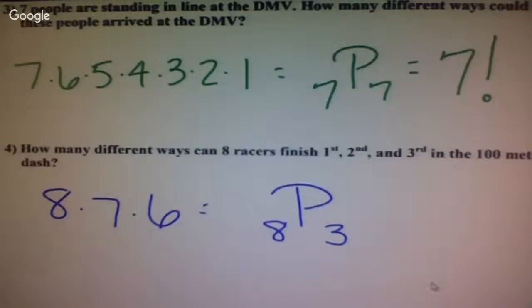So the remaining numbers don't matter. No, because you're only looking at 3 specific places. Now, if it said finish first, second, third, fourth, and fifth, that would be 8 permutate 5. You want 5 places. So this basically tells you I start at this number and I need 3 numbers altogether.